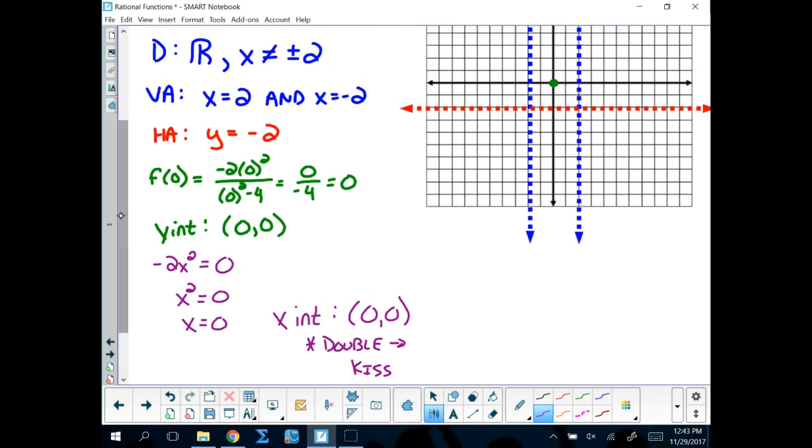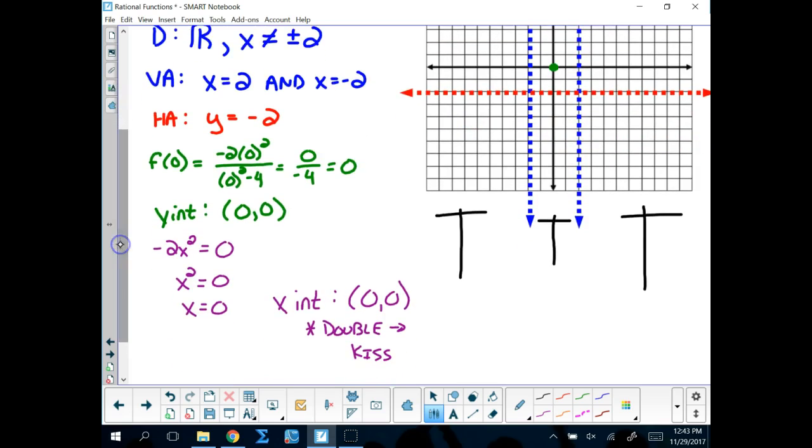Nick, here, how many sections of my graph do I have? 3. So I need to make 3 t-charts. Okay? So I would make a t-chart over here, I would make one in there, and I would make another one over here. So my function again was negative 2x squared over x squared minus 4. So I'm going to go 3 and 10, we'll say.